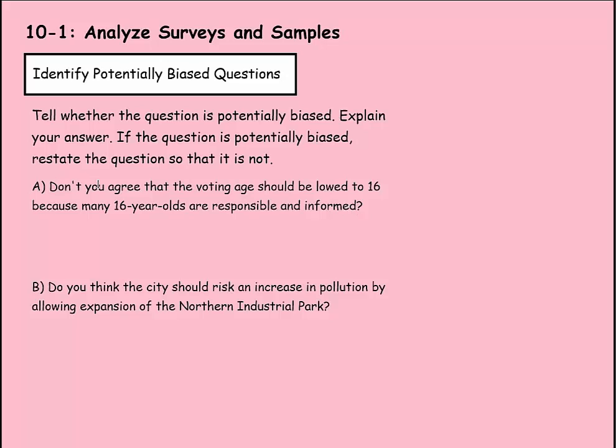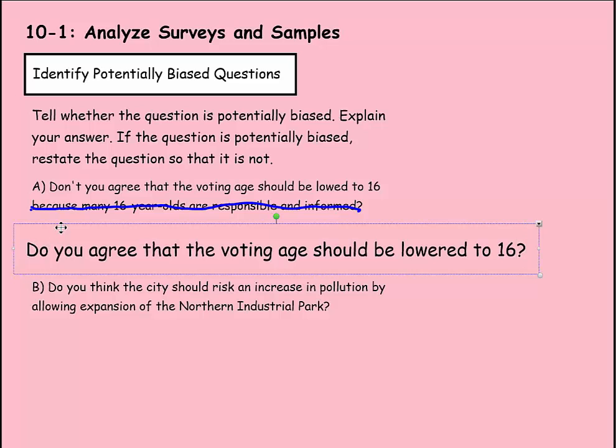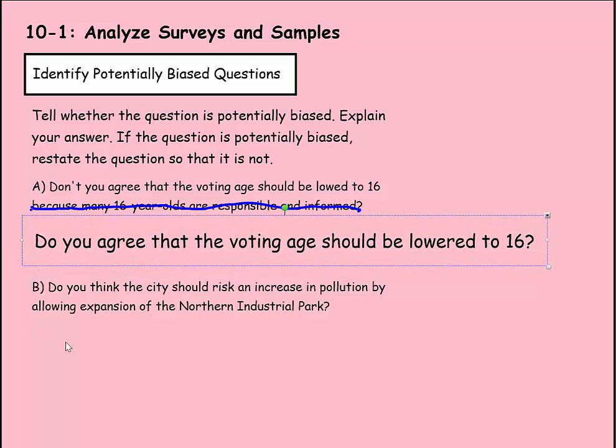So first of all, when they ask you, don't you agree, that's very much leading them in the wrong direction. But it's also this part especially, because many 16-year-olds are responsible and informed. That's very much an opinion. That's going to try to sway the vote to people saying yes. So if we're going to rewrite our question, we would say, do you agree that the voting age should be lowered to 16? And we'll just leave it at that. It's for them to decide whether that's good or not.